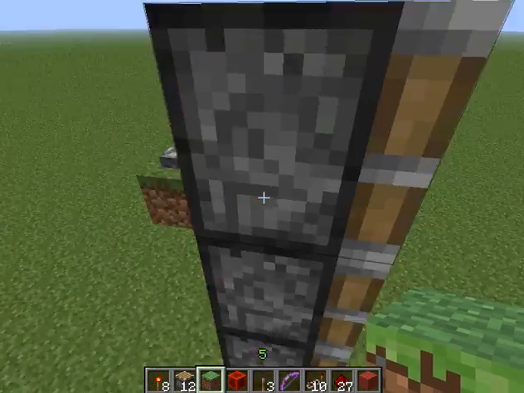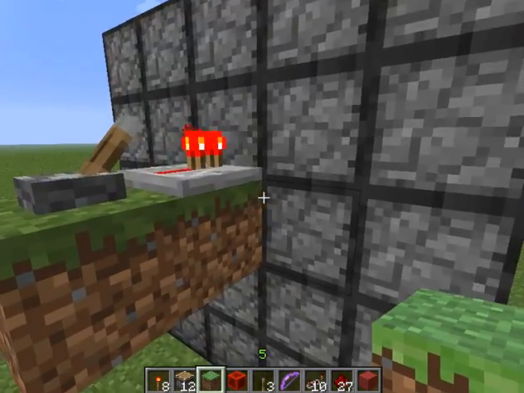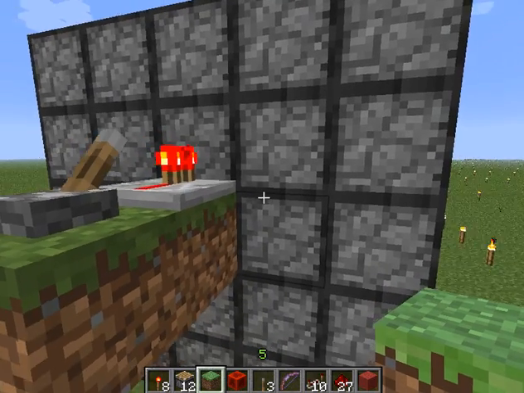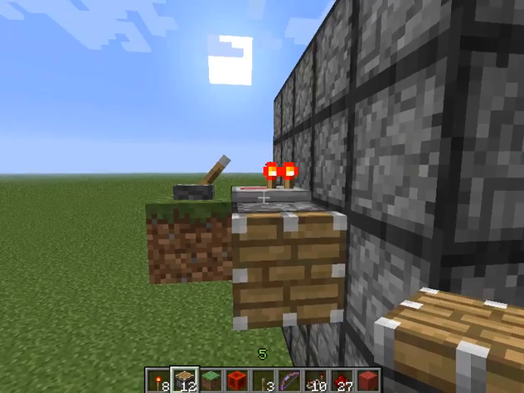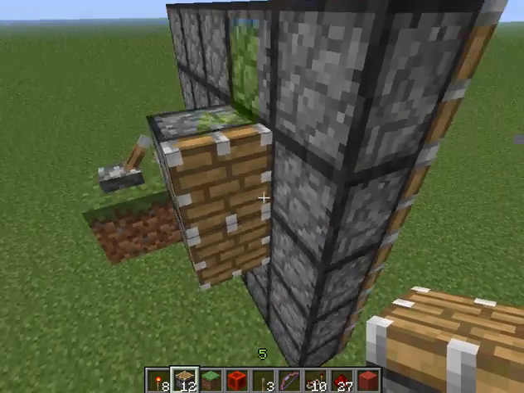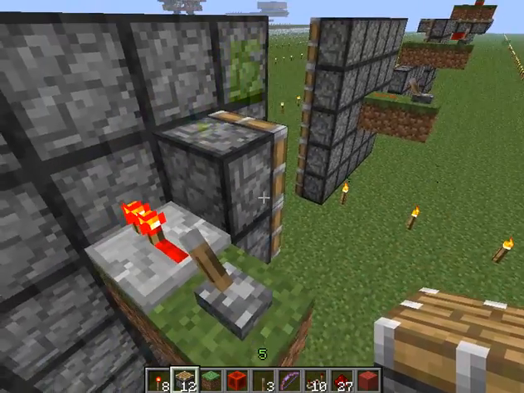We can demonstrate that a repeater doesn't count as a powered block for the purposes of pistons by putting pistons at other places around the repeater and watching and seeing that they don't extend.